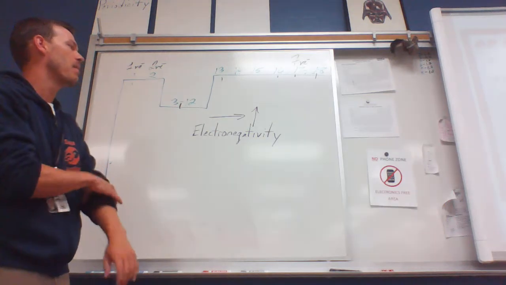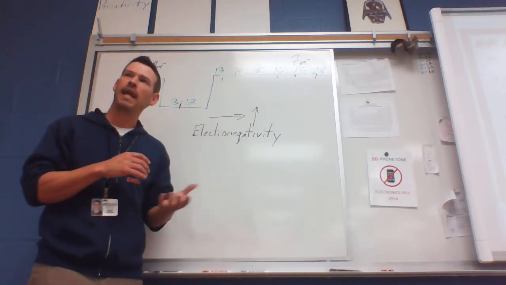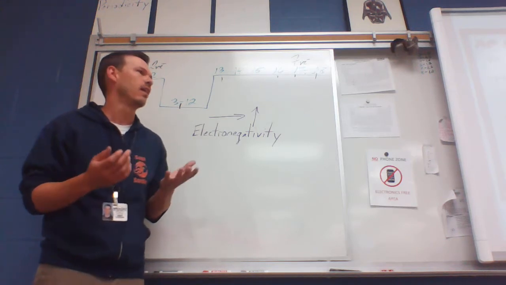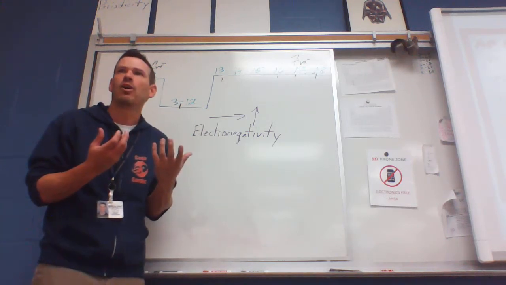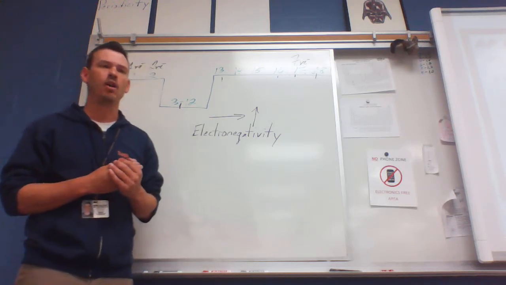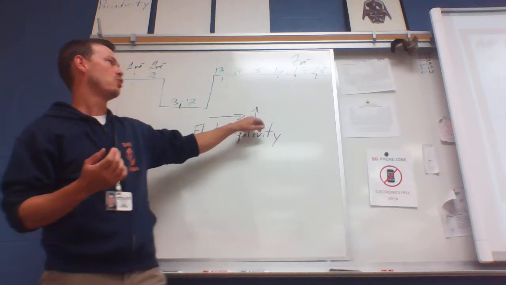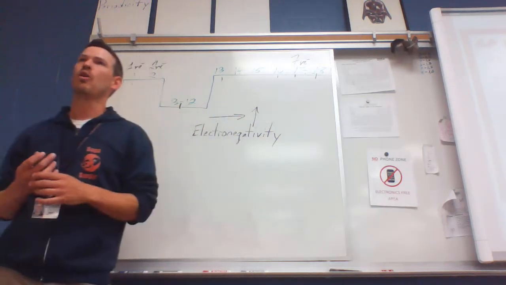You need to keep in mind that electronegativity ignores the noble gases because, of course, they're not electronegative. They don't want to gain electrons. Therefore, what is the most electronegative element on the table? Fluorine, because fluorine is as far right and up as you can go while ignoring the noble gases.